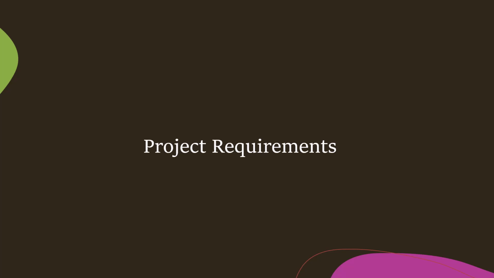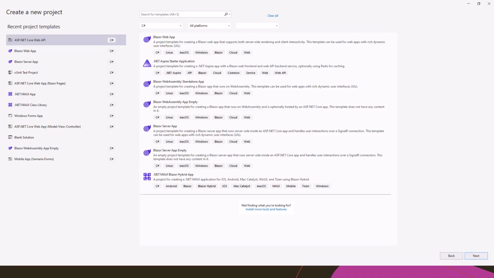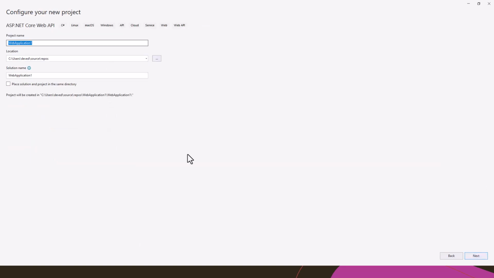Okay. Now let's talk about the file structure. Alright, so I will first create the project. So let's flip over to Visual Studio. In recent project templates, choose ASP.NET Core Web API. I will click on next and I will give it a name that is suggestive of what we are going to do.